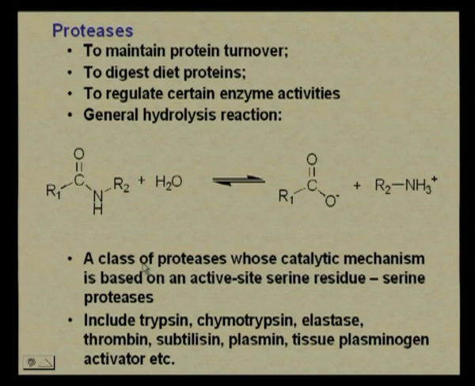Now, basically the names given to the different proteases depend on what residue the catalytic mechanism is dependent on. Okay. For example, if we have a class of proteases, the catalytic mechanism of which is based on a serine residue, an active site serine residue, we call them serine proteases.